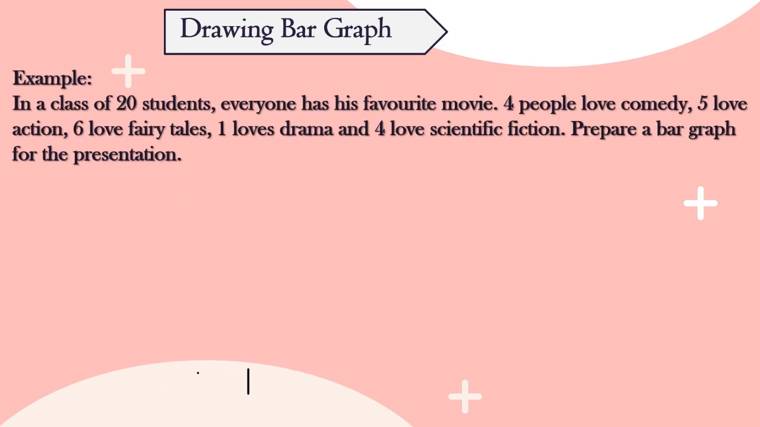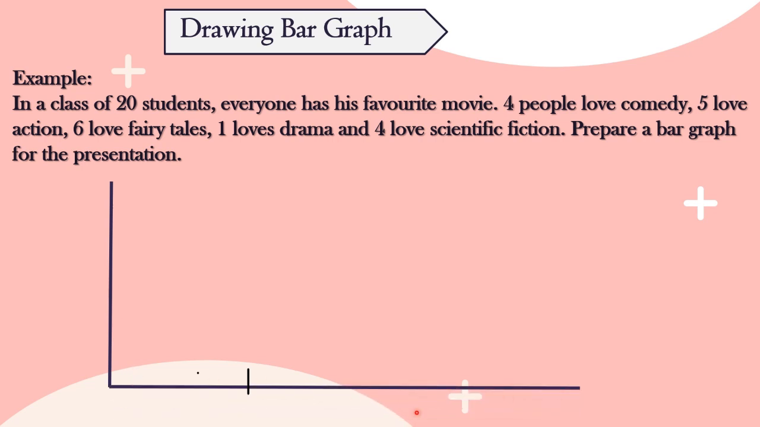So we are still drawing a bar graph. I have an example here. In a class of 20 students, everyone has his favorite movie. 4 people love comedy, 5 love action, 6 love fairy tales, 1 loves drama, and 4 love scientific fiction. Prepare a bar graph for the presentation. Let's see the one that was manually drawn. You draw your vertical axis. You draw your horizontal axis.